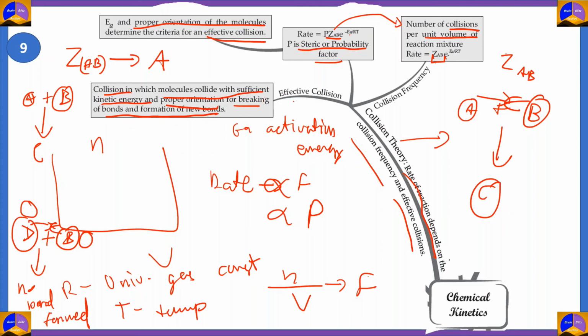And so to find out the effective collision in a chemical reaction, we use the steric or probability factor that represents the orientation that a molecule A is in. So that is represented as P. So we multiply P to the rate of a chemical reaction, which is ZAB, the frequency, times the Euler's number e raised to negative of activation energy divided by the universal gas constant into temperature. So that is the rate of a chemical reaction in terms of the collision theory.